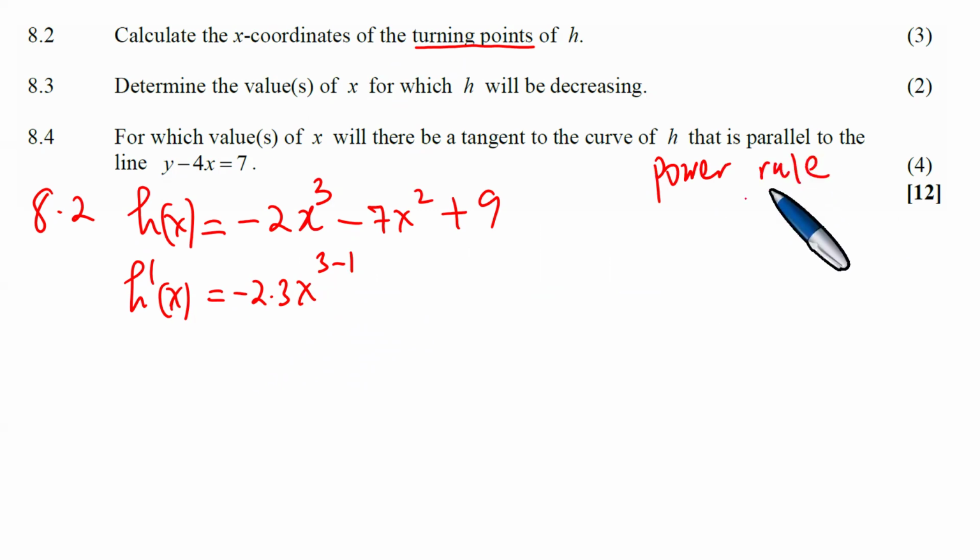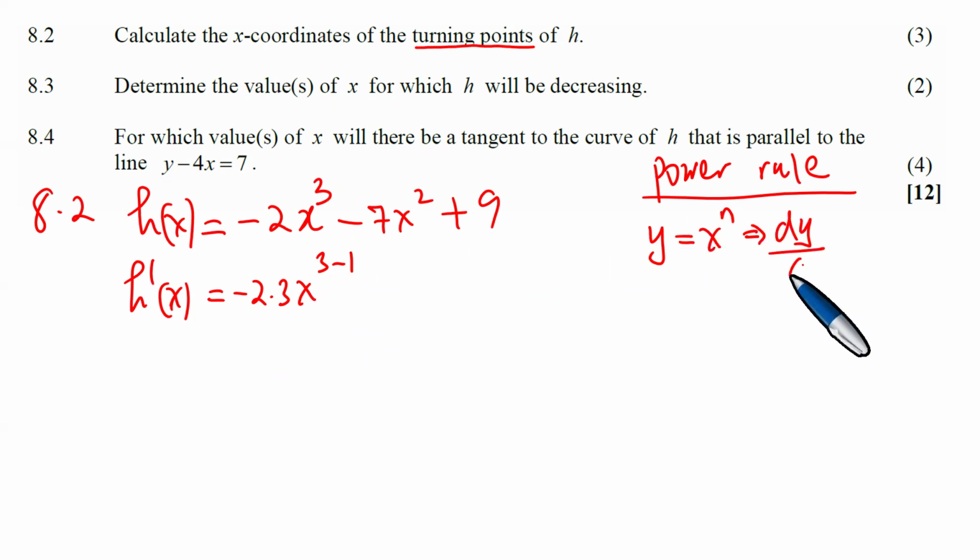I'm going to state the power rule for people to always remember. y equals x to the power n implies that dy/dx is n x to the power n minus 1. The power rule says drop the power and subtract 1 from the power after dropping it. So we bring down the 3 and we subtract 1 from the 3.